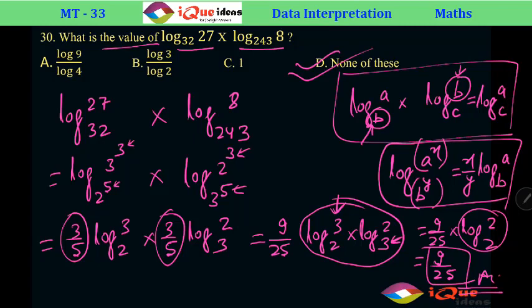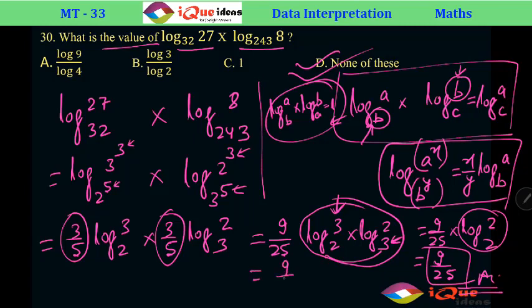Alright, so this was a very simple direct question. Okay, now just extension of this rule is that if it is log of a to the base b into log of b to the base a, that comes out to be equal to 1. Alright, so directly we could have taken this equal to 1. So it is straight away 9 by 25 into 1. Okay, hence the answer is 9 by 25.